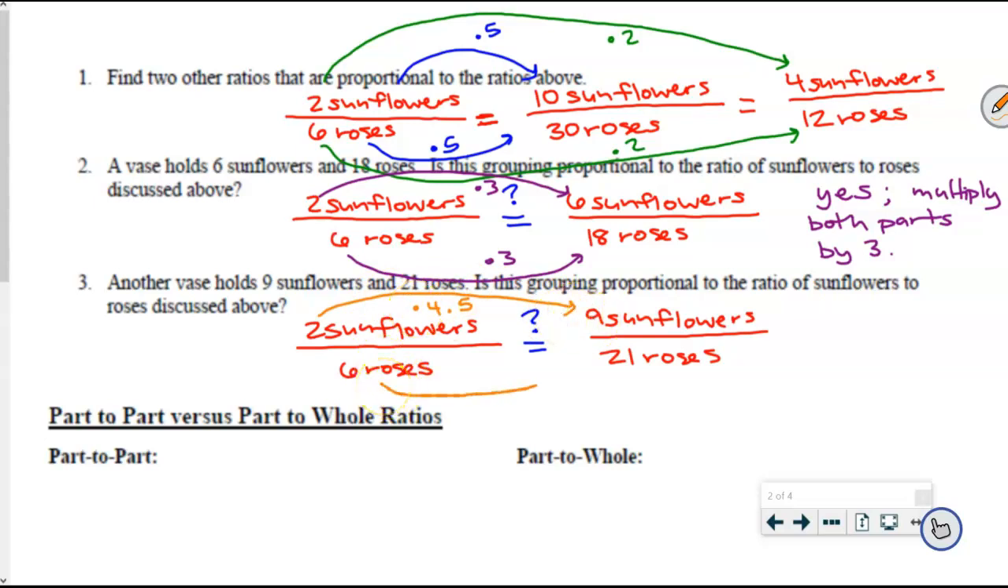What happens when you take 6 and you multiply it by 4.5? Do you get 21? No? What do you get, Xander? 27. So if this was 27, then maybe it would be, but it's not, it's 21. So our justification is, again, it's in our work, but no, the parts of the ratio are multiplied by different numbers.